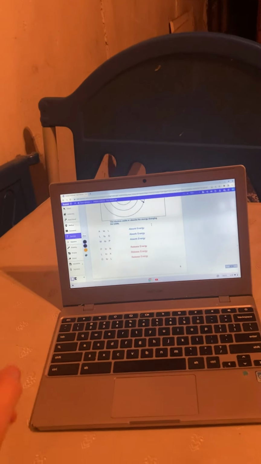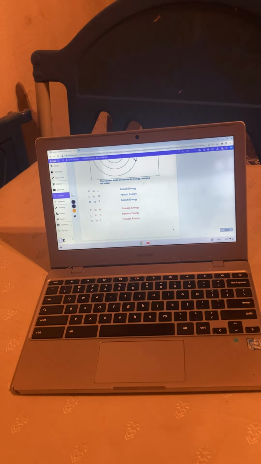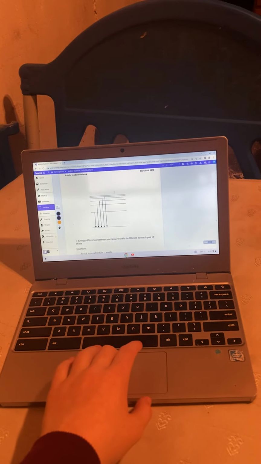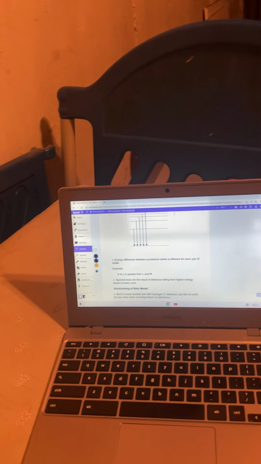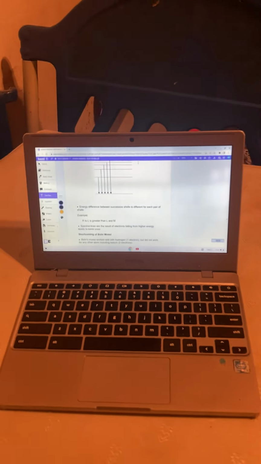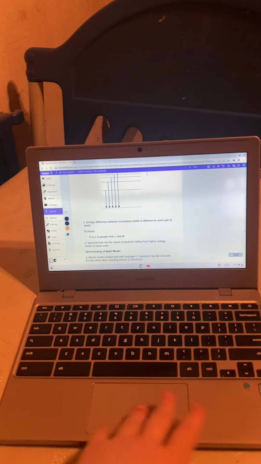So K to L, L to O, M to P are going to absorb energy. P to N, L to K, O to L are going to release energy. And as you can see, the closer to the nucleus you get, the bigger the distance between the shells are going to be. So K to L is going to be bigger than L to M. The spectral lines are the results of electrons falling from higher energy levels to lower ones.